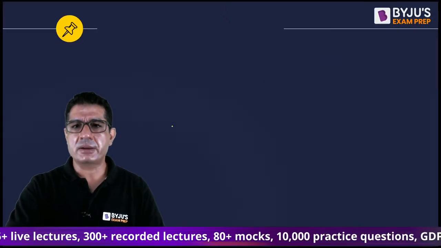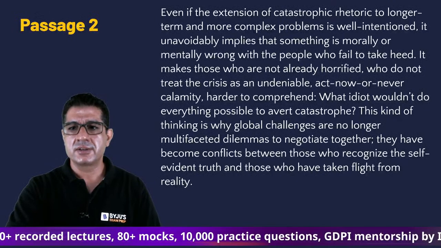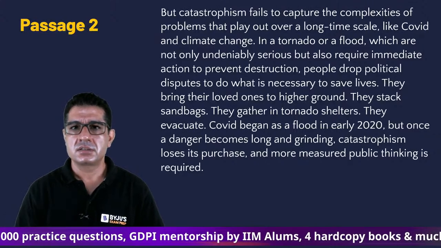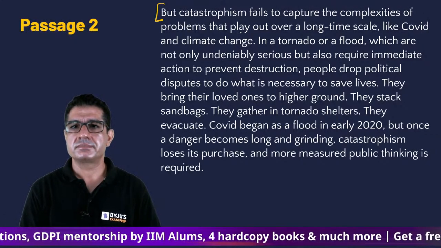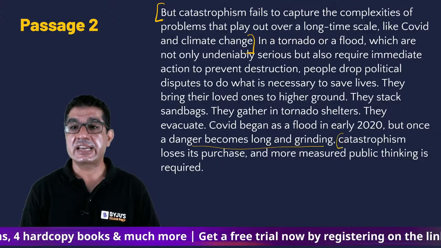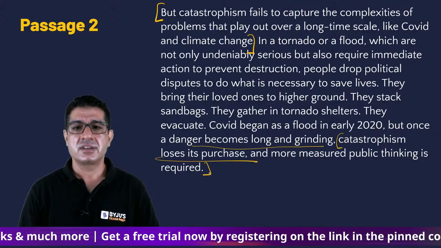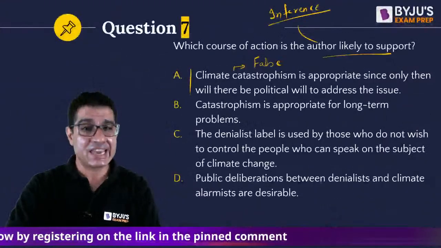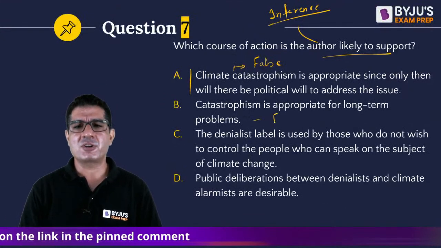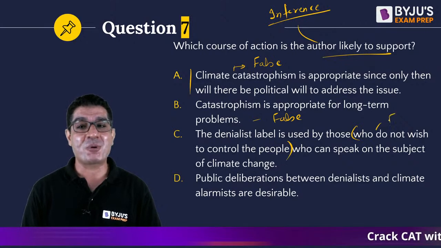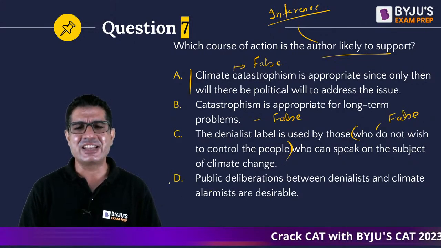Okay, Vinayak, let me take you back to one particular place where I think it will become clear. So you notice this. Once a danger becomes long and grinding, catastrophism loses its purchase and more measured public thinking is required. So these two places can very easily help us label A as false. And for that matter, we can also label B as false. See, the denialist label is used by those who do not wish to control the people who can speak. The author once again says the opposite of it. So even that is false. And that leaves you with D as your answer.